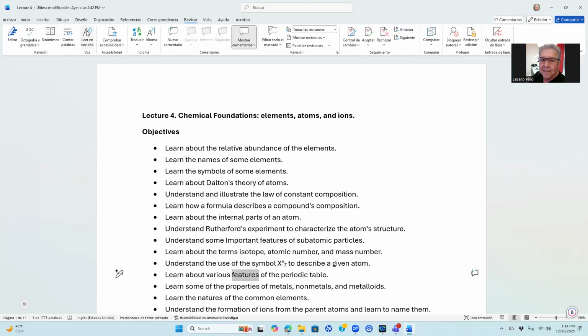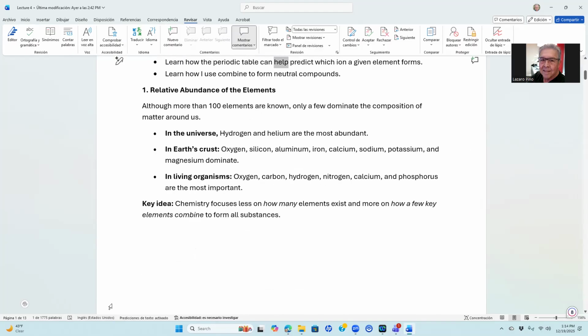Learn about various features of the periodic table. Learn some of the properties of metals, nonmetals, and metalloids. Learn the natures of the common elements. Understand the formation of ions from the parent atoms and learn to name them. Learn how the periodic table can help predict which ion a given element forms. Learn how ions combine to form neutral compounds.